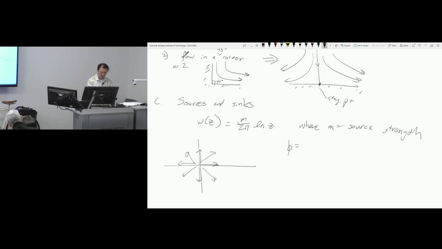You can show, so if W is log of Z, you can use some identities with complex numbers. For example, if Z is equal to R e to the I theta, you can write this as phi is equal to m over 2 pi log R, psi is equal to m over 2 pi theta. And that means U_r is equal to m over 2 pi r, and U theta is equal to 0.